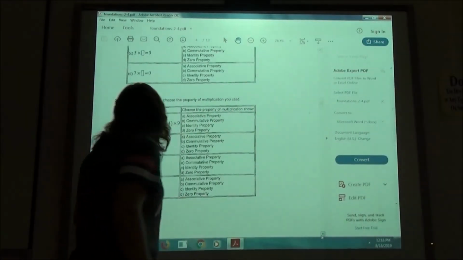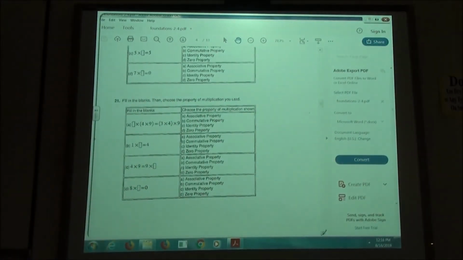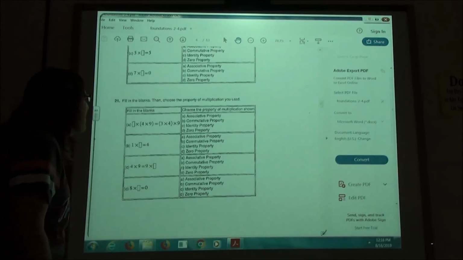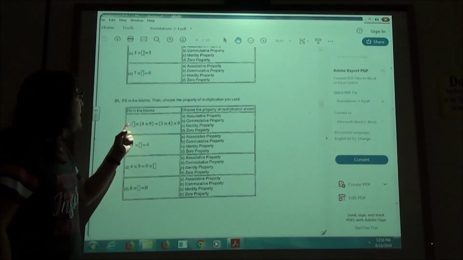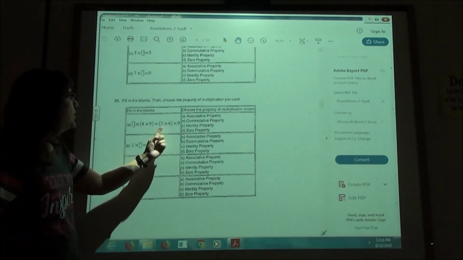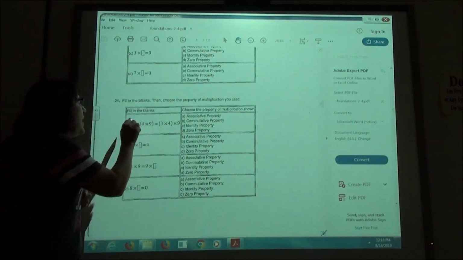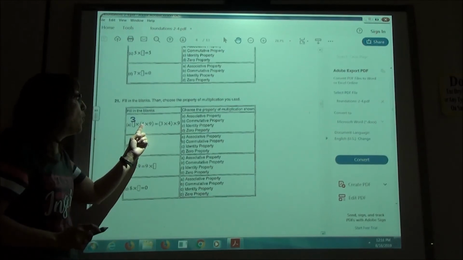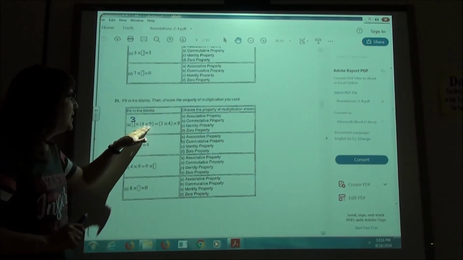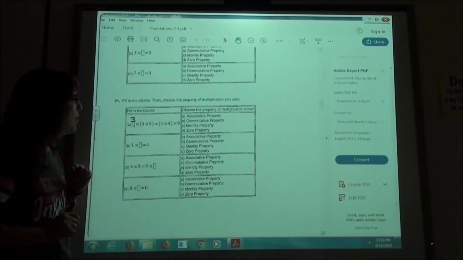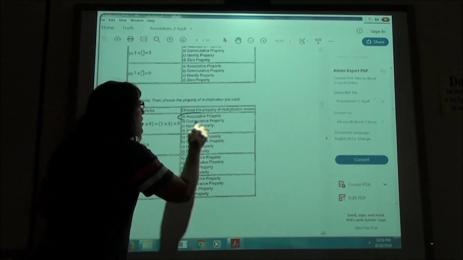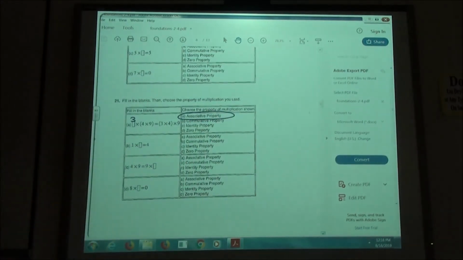I look at that first one. The first one has parentheses. If it has parentheses, I probably know it's the associative property, or at least I think it's the associative property. And I look. My order has to be the same. So if I have 3 times 4 times 9, I would have to have 3 times 4 times 9. Parentheses around the second two, parentheses around the first two. Associative property, the parentheses are moved, but the order has to be the same.